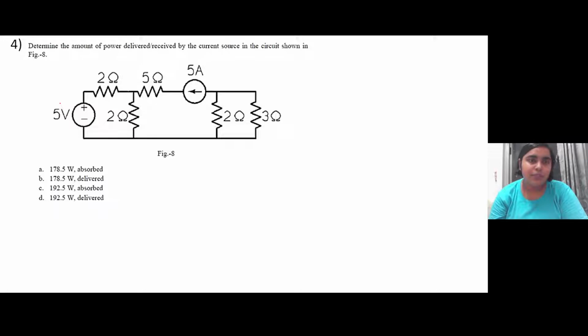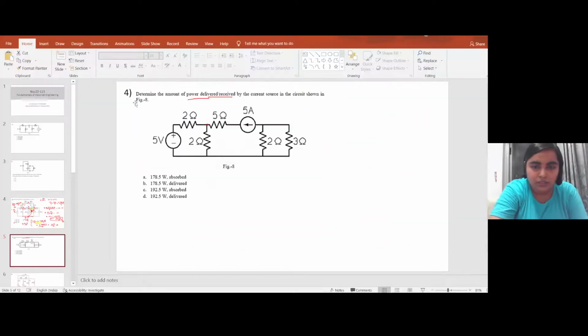In this next problem, you are given a circuit and there is a current source 5 ampere. What you have to calculate is the power delivered or received by the current source. So how would you like to solve this? Can anyone comment? So someone, can you please comment how you're going to solve it? No? Let me see if there is anything in the chat.